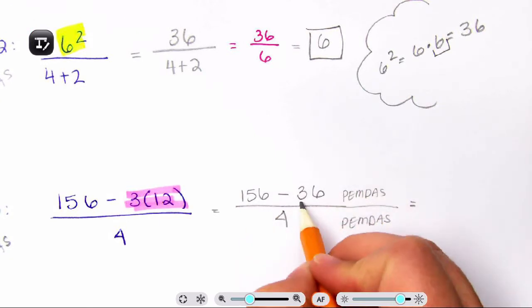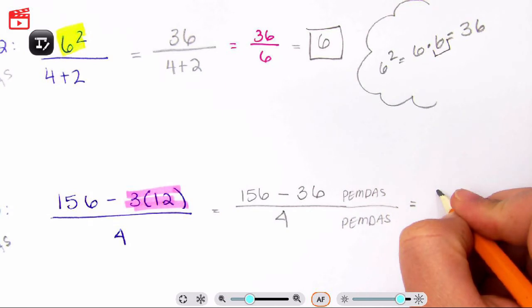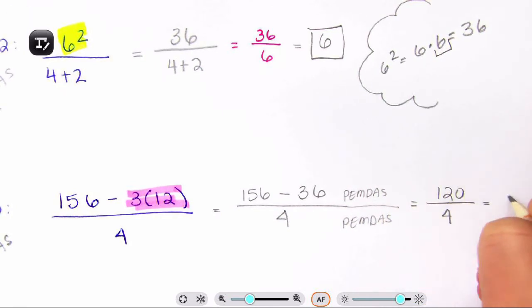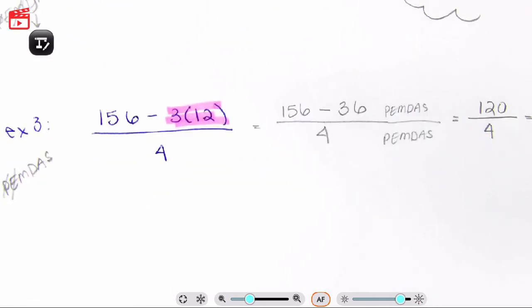So now we have subtraction. I'm going to subtract 156 and 36. So we have 120. Then we have our 4. Now we simplify, and that equals 30. Let's try example number 4.